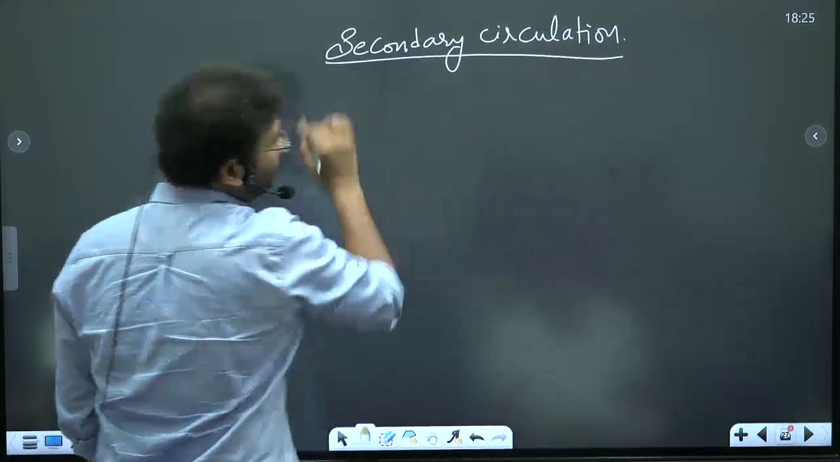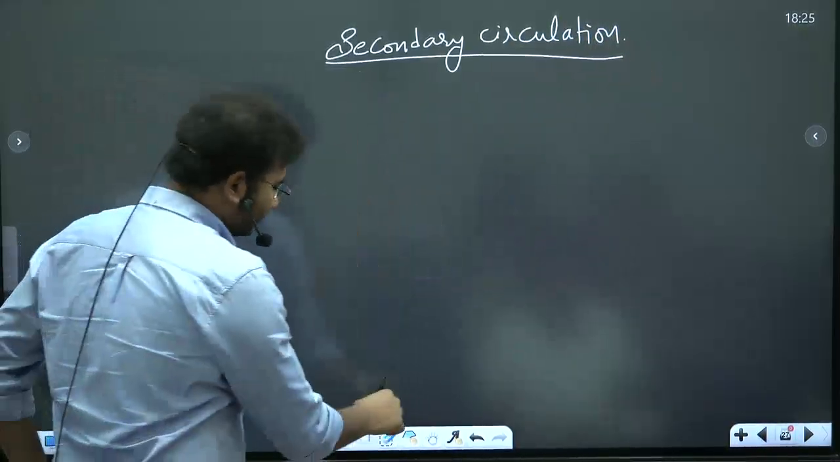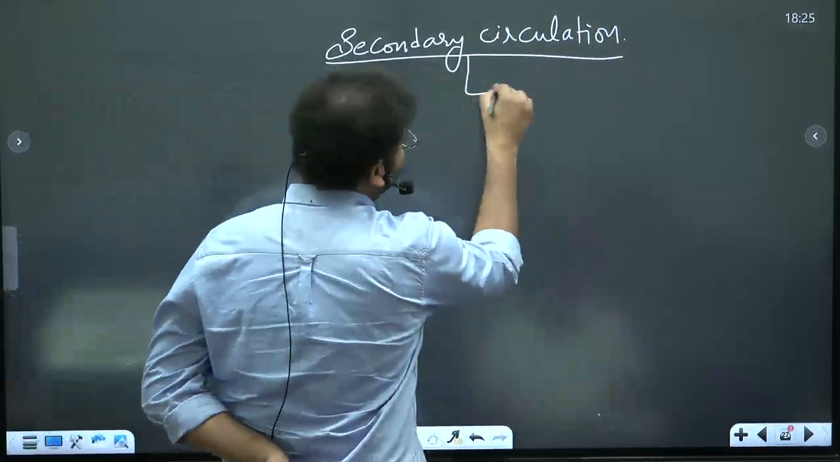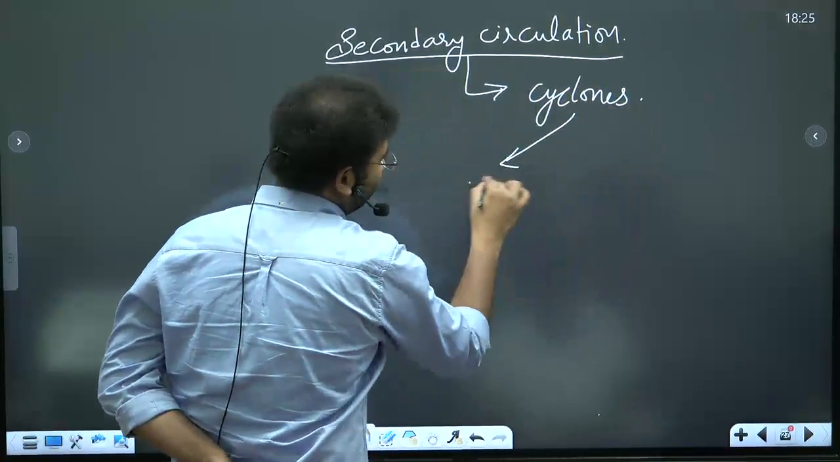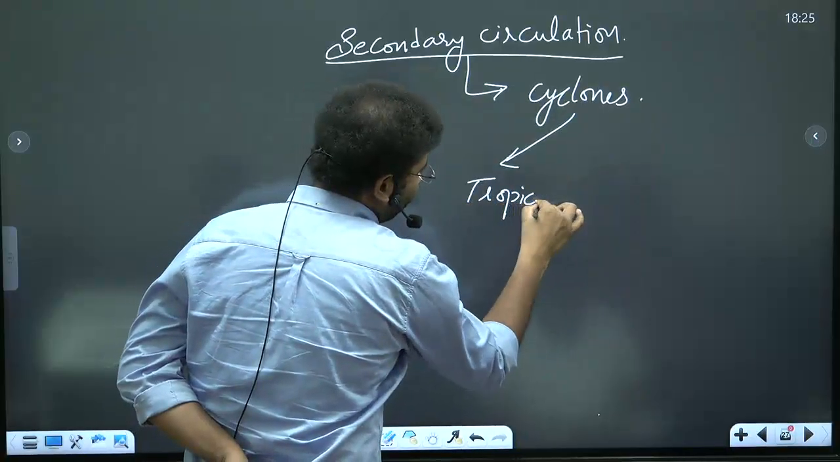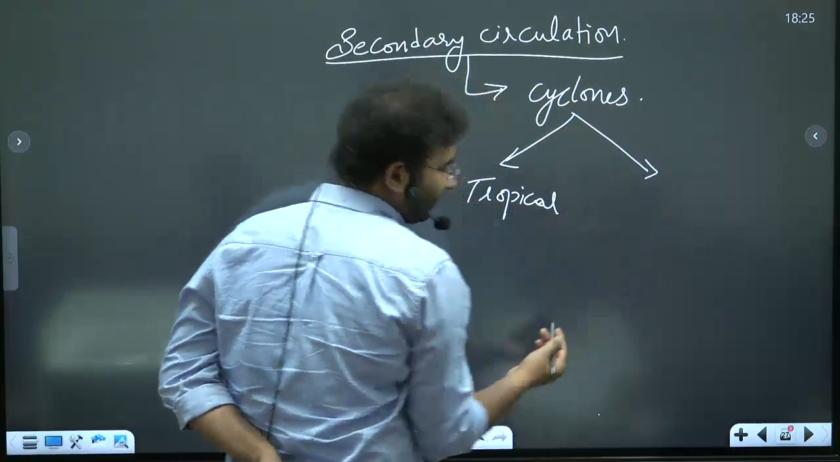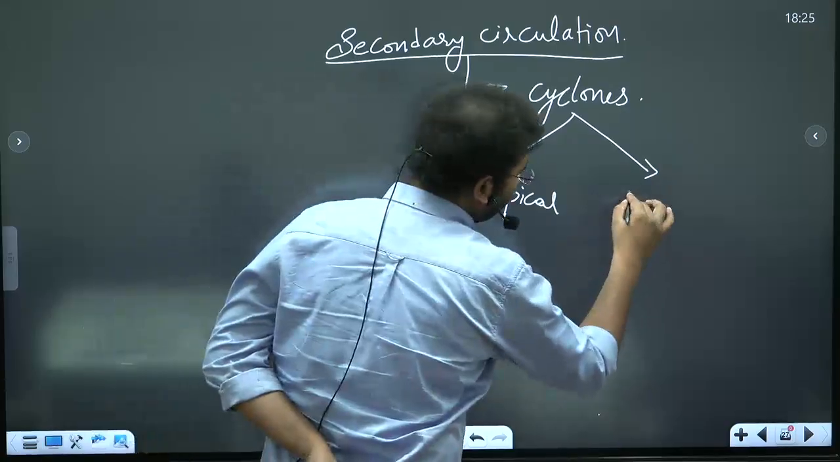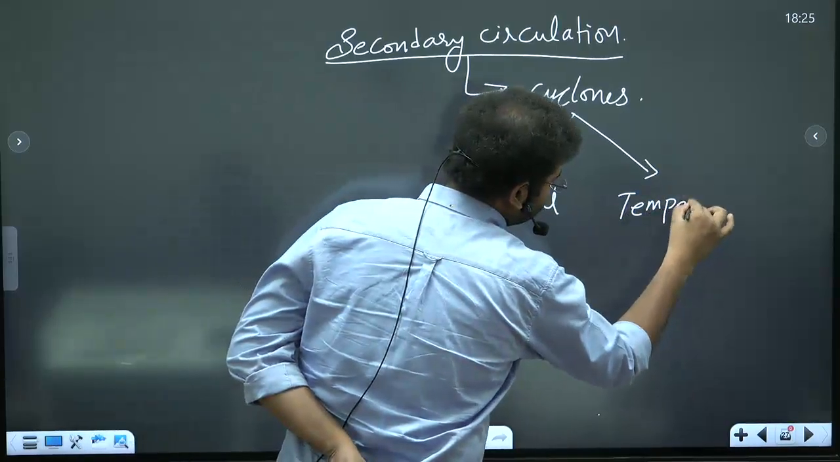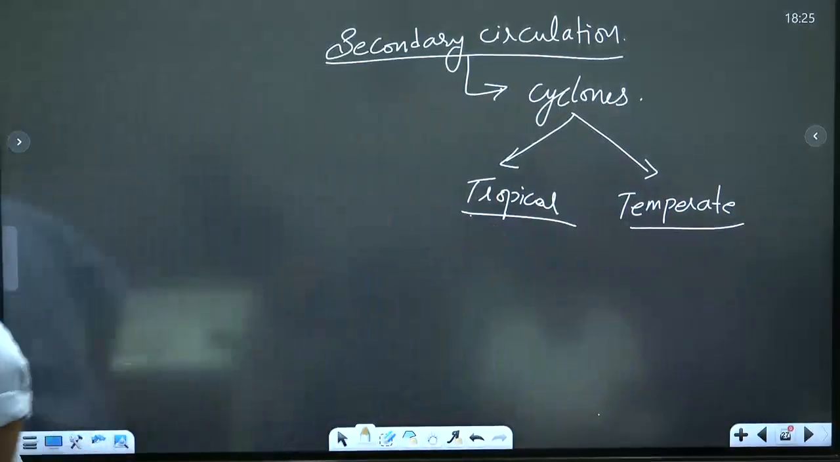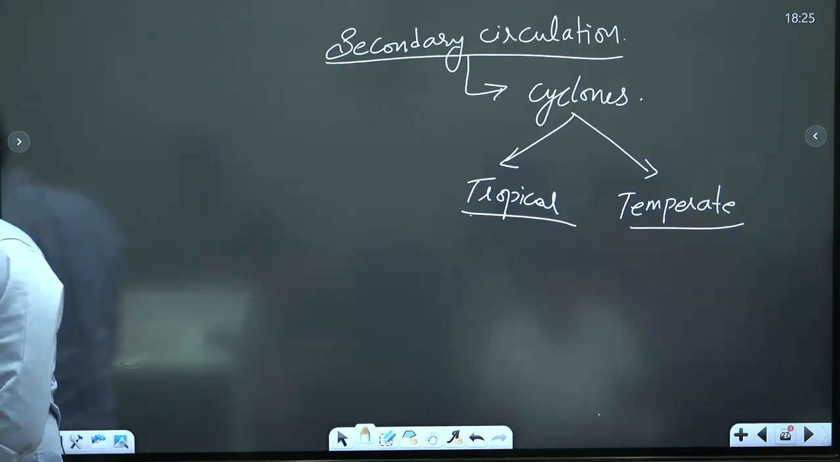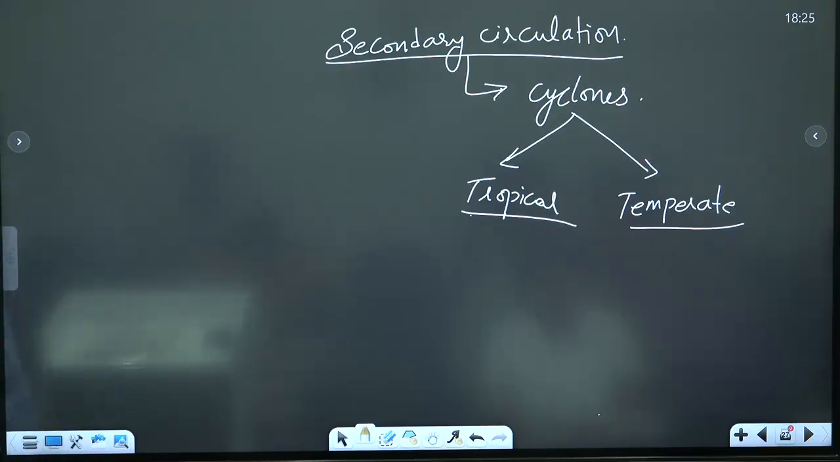secondary circulation. So secondary circulations are cyclones. They can be tropical in nature, or they are found in tropical areas. They can also be found in temperate areas. So like turbulence in Singapore Airlines. Yes, the turbulence in Singapore Airlines is also for the same reason. It is Rossby waves.